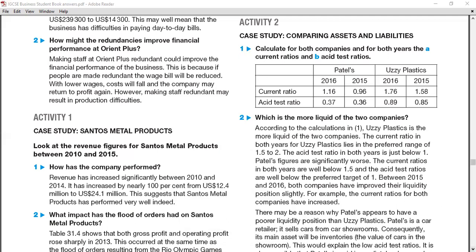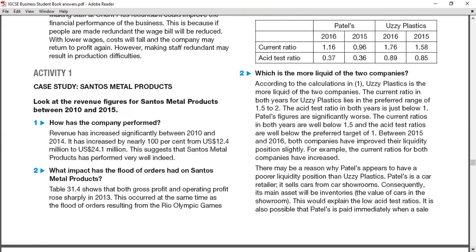Okay, Kiara, can you read the answer, please? Yes, sir, the second one, right? According to the calculations in one, USI Plastics is the more liquid of the two companies. The current ratio in both years for USI Plastics lies in the preferred range of 1.5 to 2. The acid test ratio in both years is just below 1.